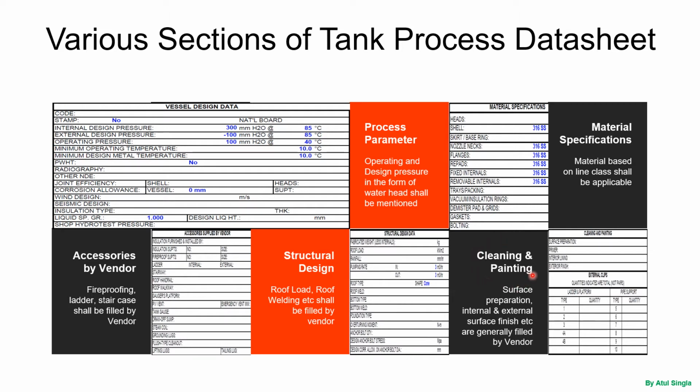Again, cleaning and painting, surface preparation, internal and external surface, etc. are generally filled by the vendor, right? So this is the process data sheet where a lot of process information will be there and a lot of information is empty, which will be filled by vendor or at the later stage of detailed design.